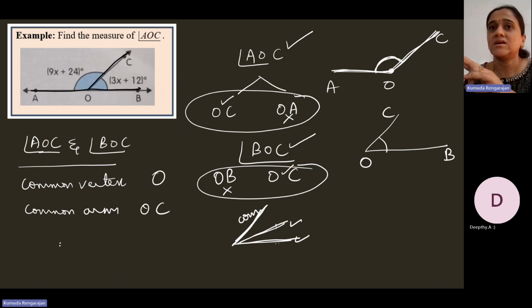Two angles are said to be adjacent angles if they have a common vertex, a common arm, and their non-common arms lie on either sides of the common arm. Either sides, not on the same. Either sides mean not on the same side.